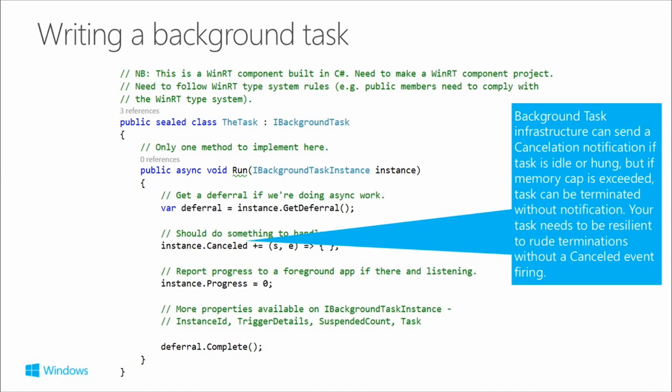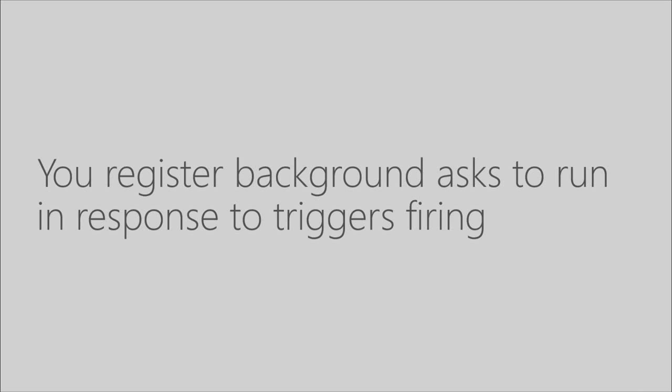You just set that property from 0 right through to 10, and that communicates to the foreground task. The foreground task can subscribe to the background task's progress reported event, and you can get a progress count of how far through its work it is, which you could choose to show as a status bar or some kind of information in the foreground app UI if it happens to be running. Okay, so that's how you create the background task.